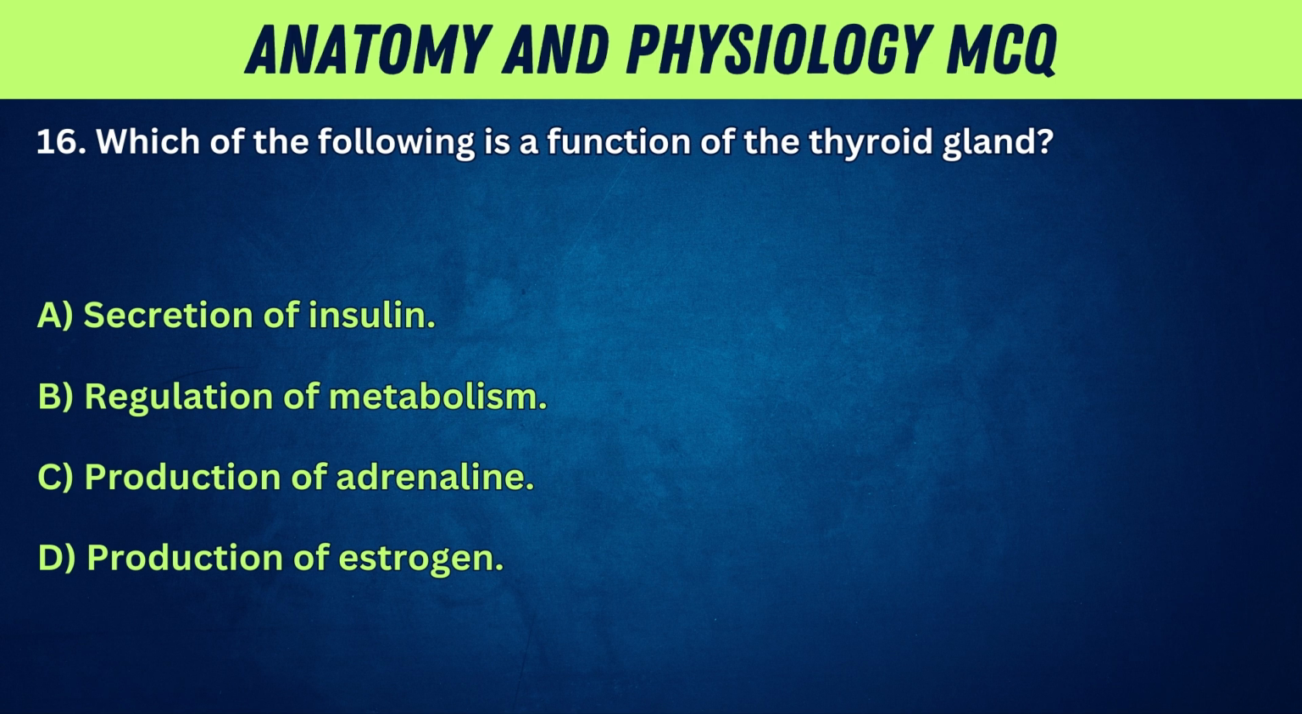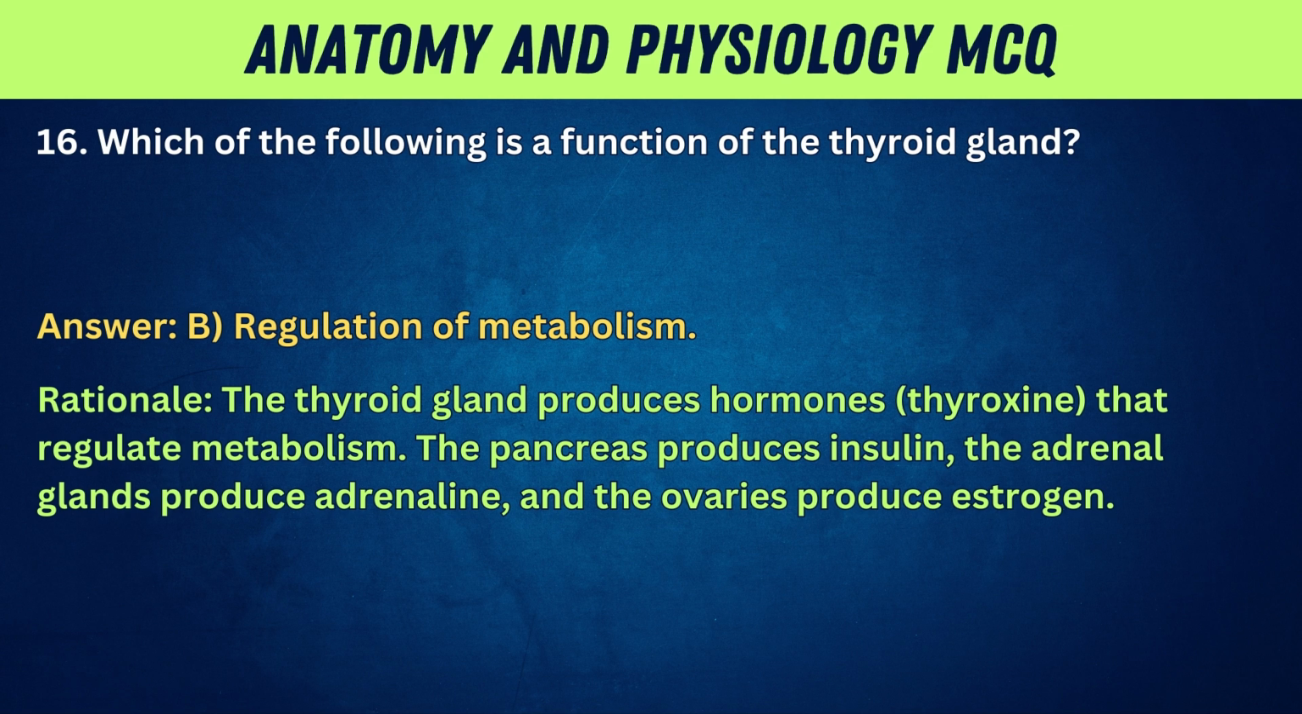16. Which of the following is a function of the thyroid gland? A. Secretion of insulin. B. Regulation of metabolism. C. Production of adrenaline. D. Production of estrogen. Answer: B. Regulation of metabolism. Rationale: the thyroid gland produces hormones, thyroxine, that regulate metabolism. The pancreas produces insulin, the adrenal glands produce adrenaline, and the ovaries produce estrogen.